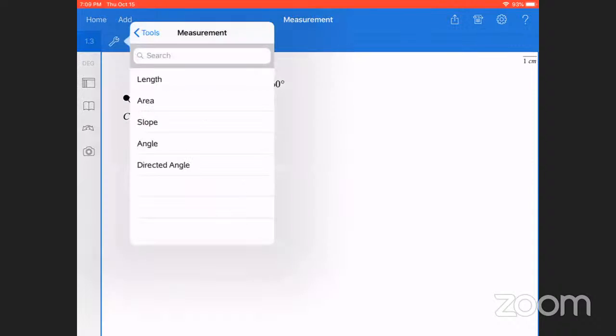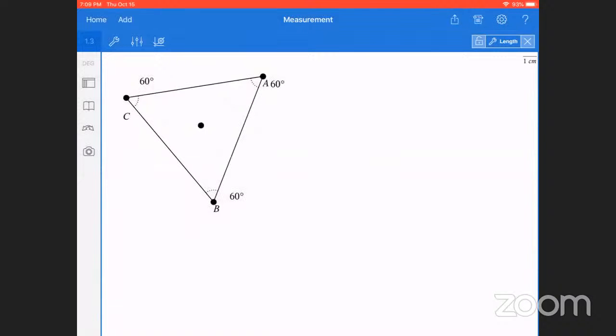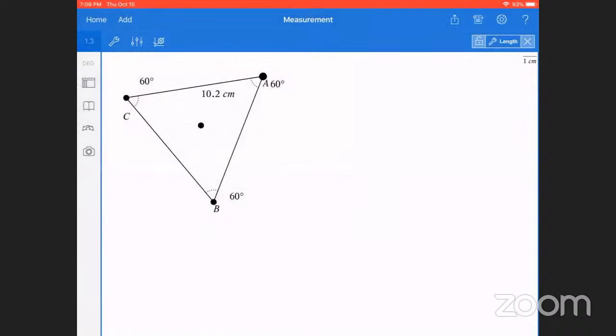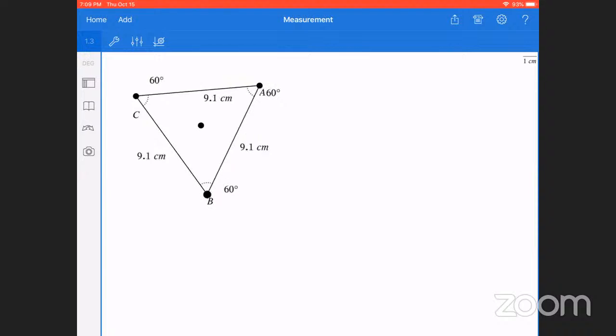To measure a side, you click the wrench again. And then this time we're going to click length. And I want to measure line segment CA. Well, look at that. And it popped up there for us. Let's try another one. Length of AB. Oh, it's looking good. Yes. Length of BC. Awesome. So then the students can explore those and see with the triangle in this case that they're the same. They can move the points again.